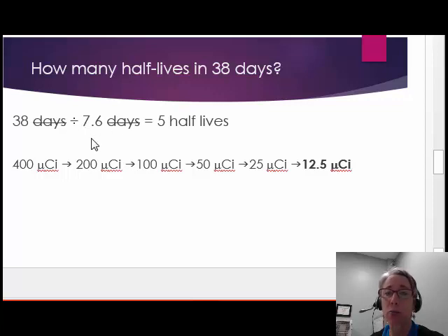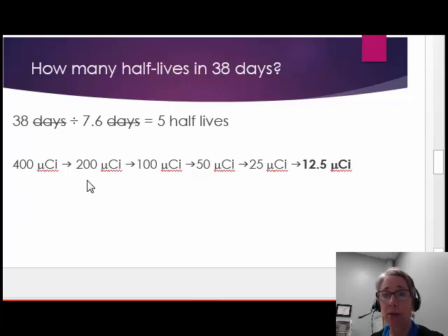the half-life of 7.6 days. When we divide 38 days by the half-life of 7.6 days, our answer is a whole number of 5. So 5 half-lives pass in 38 days. We can work this out longhand.